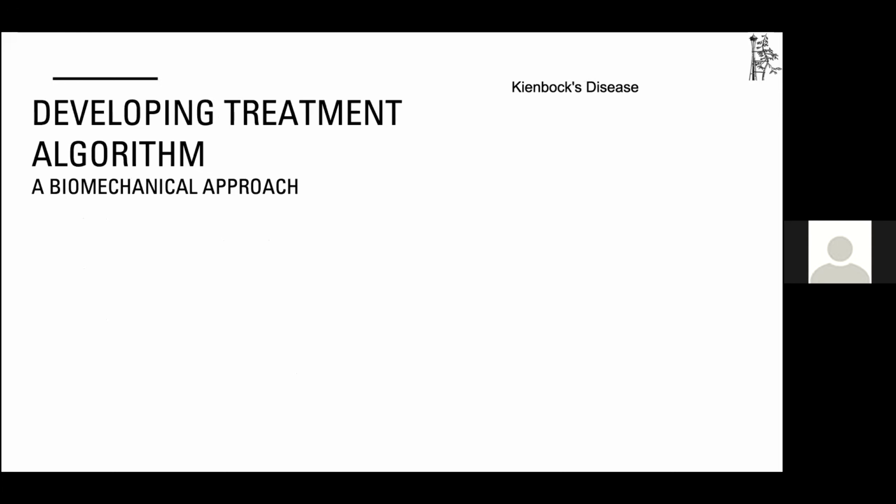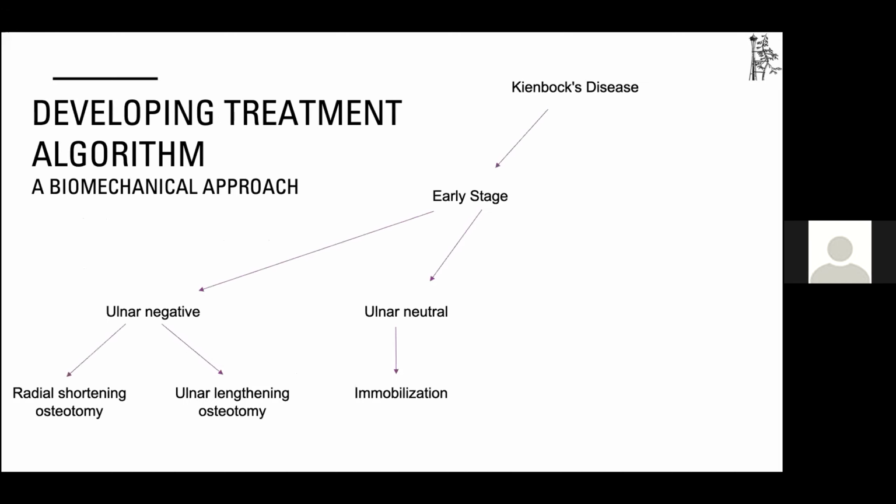So at this point, even by 1950, we developed an algorithm for treating Kienbock disease based on the understanding of the biomechanics. For those patients who were in the early stages of the disease, physicians could first look at the ulnar variance. For patients who were ulnar negative, a radial shortening or ulnar lengthening osteotomy could be performed. And for those who were ulnar neutral or ulnar positive, immobilization could be performed.